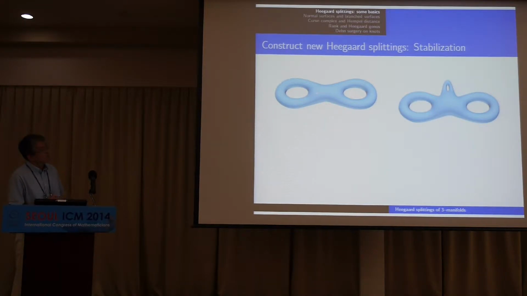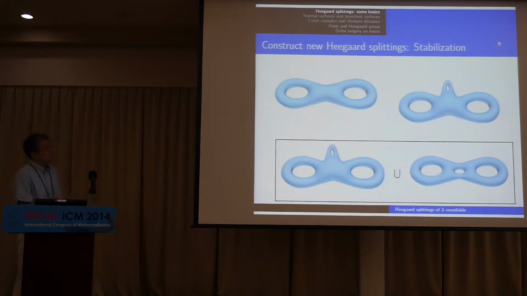And because outside is also a handle body, with this operation, if you view that from the outside handle body, it's like you're drilling out a trivial tunnel. So that also gives you a handle body. So basically here, this picture is the original genus 2 handle body. I drill out the tunnel, so you get again a genus 3 handle body. So this is called stabilization.